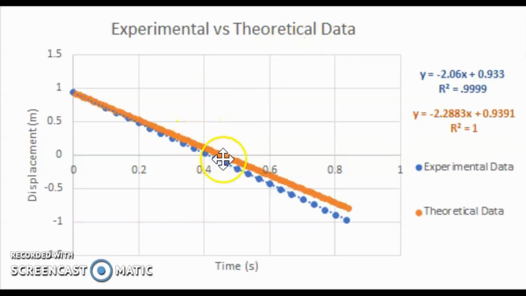Looking at both the experimental and theoretical data a little closer, you can see that the slope of the experimental data curve becomes slightly steeper than the theoretical data as time passes. A major reason of why this might have happened stems from the surface the ball was rolled on in my experimental data.